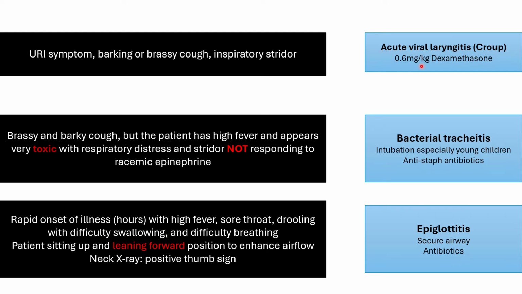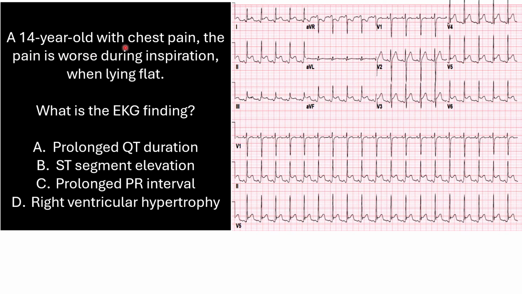Giving 0.6 milligrams per kilo dexamethasone will shorten the illness and minimize severity. Cardiology. This is a 14-year-old with chest pain. The pain is worse during inspiration and while lying flat. What is the ECG finding? Prolonged QT interval, ST segment elevation, prolonged PR interval, right ventricular hypertrophy.